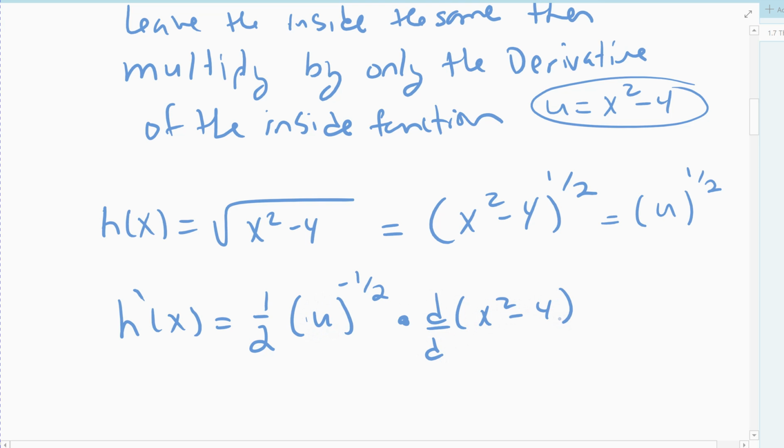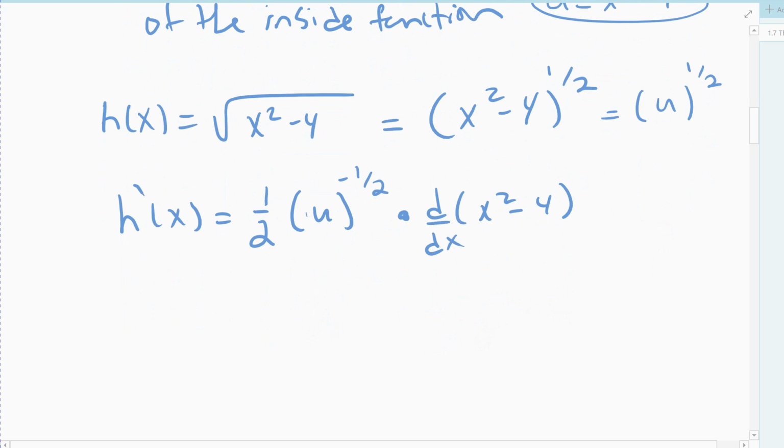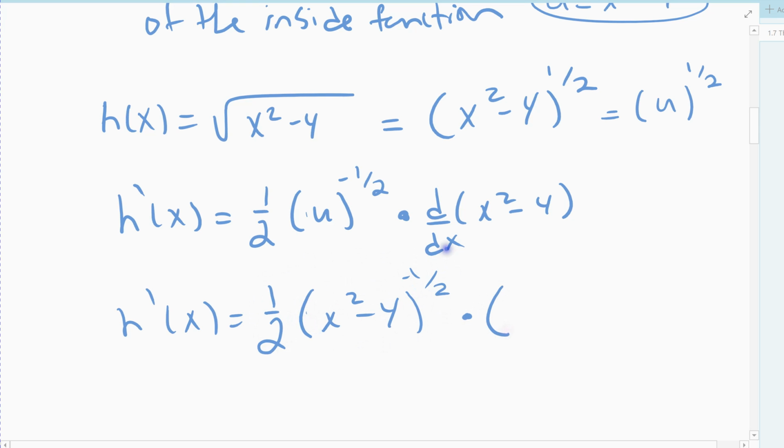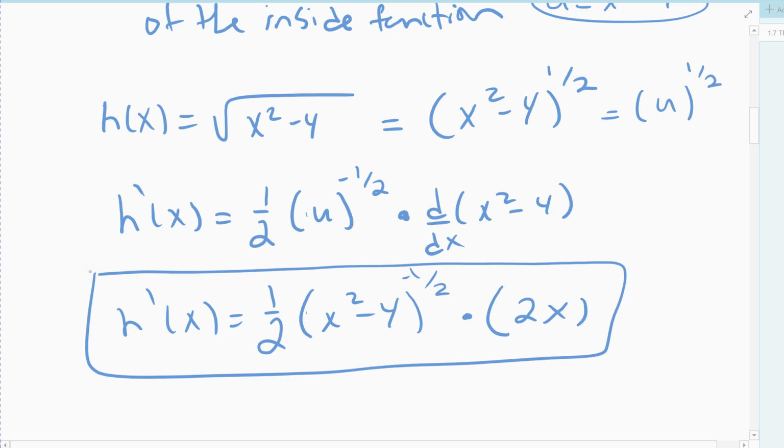I just wrote it out here as the derivative. All right, so when I simplify this, I'll write it all out. So it's the 1/2, the inside, leave the inside alone. So the inside was x squared minus 4 raised to the negative 1/2. So that's the derivative of the outside, leave the inside, times the derivative of the inside, which the inside was x squared minus 4, so 2x. And there's the derivative of that function.